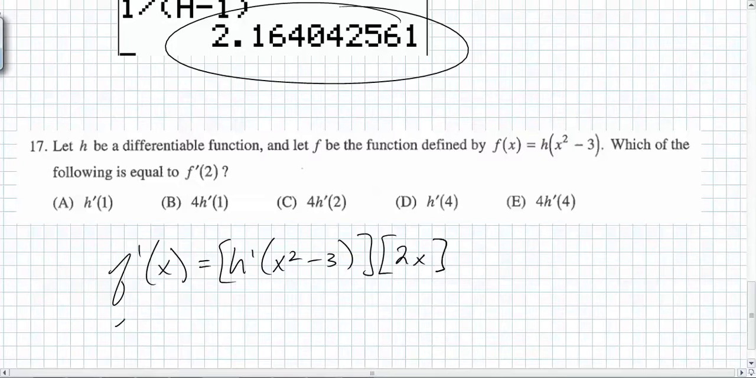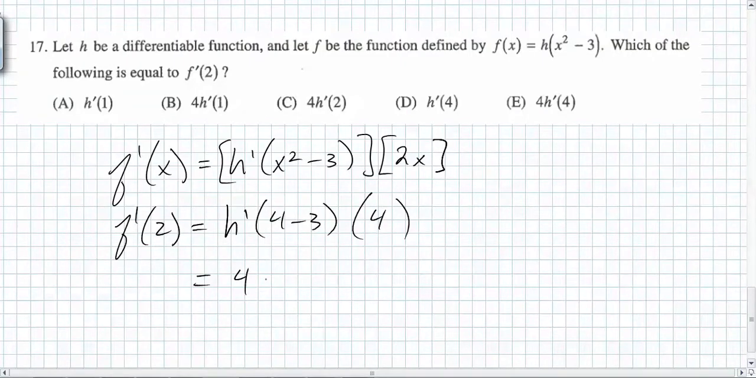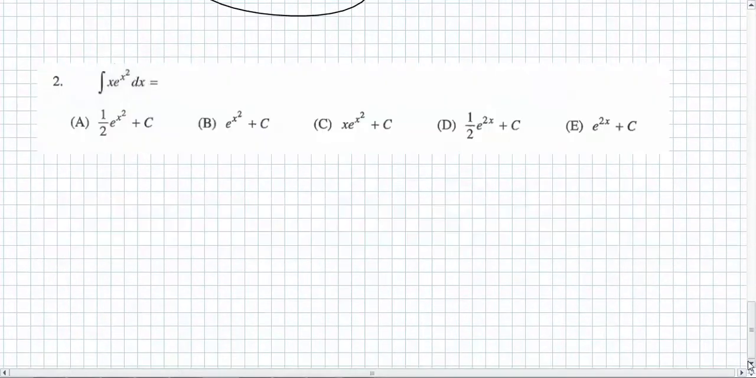2x, right? So what's f prime of 2 going to be equal to? h prime of what? 4 minus 3 times what? 4. So you end up with 4 times h prime of 1. There it is. Okay, kids, so what u substitution do you make?